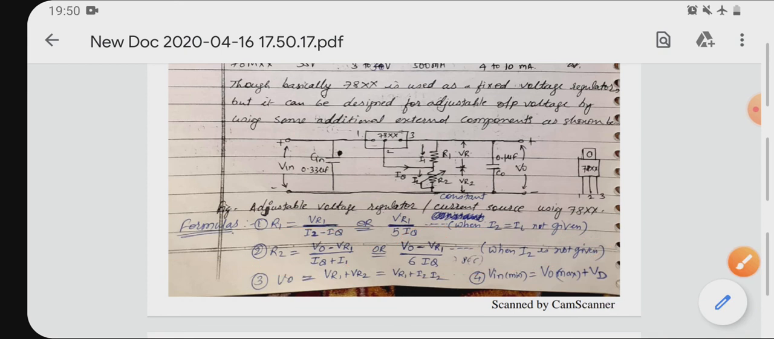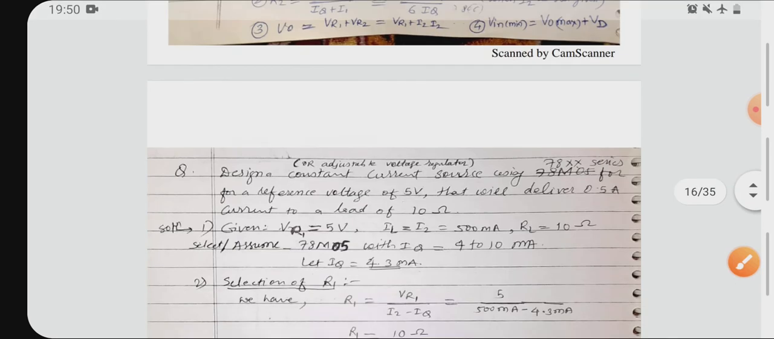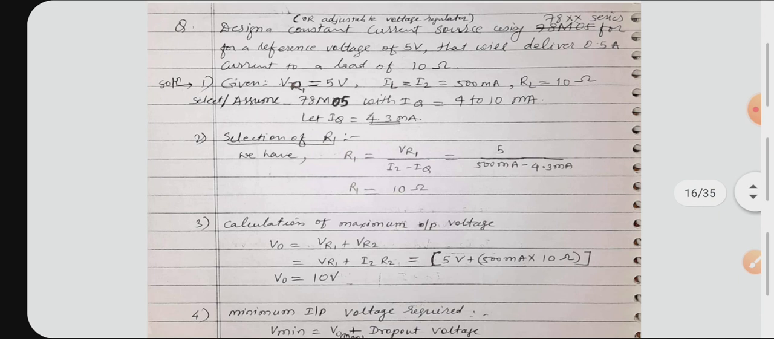Okay, so let us move to the problem. The problem can be asked like this: design a constant current source, or adjustable voltage regulator, using 78XX series for a reference voltage of 5 volt that will deliver 0.5 ampere current to a load of 10 ohm.